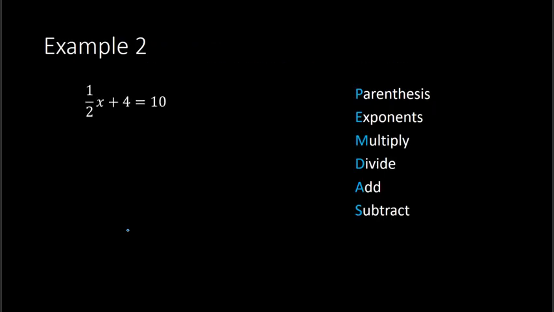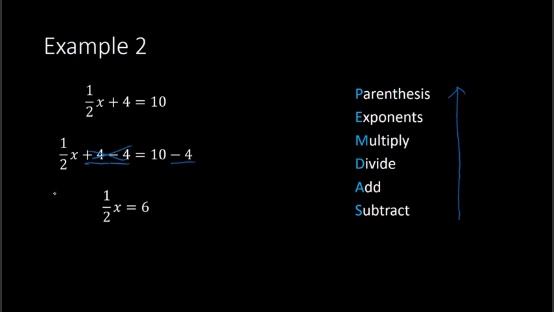Example 2, I have 1/2 x plus 4 equals 10. Once again, I'm going to go in reverse order of operations. So I see the 1/2 times x, and I see that being added with 4. So I begin with addition and subtraction first. So this plus 4, I get rid of that first by doing the opposite, which would be subtracting 4. So I subtract 4 here and here on both sides. So the 4 minus 4 would give me 0. That would cancel out. So I have 1/2 x on the left, and then 10 minus 4, which is 6, on the right.